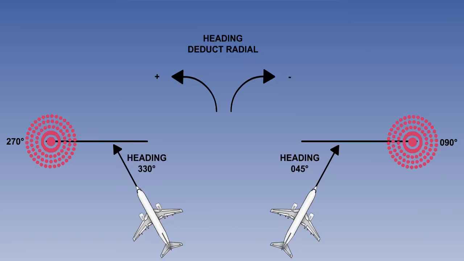Remember that relative bearing means the angle between the nose of the aircraft and the beacon. So subtract the designated radial from your heading. If the answer is positive, turn left when the needle points to that number of degrees from the top of the dial. If the answer is negative, turn right when the needle points to that number of degrees from the top of the dial.